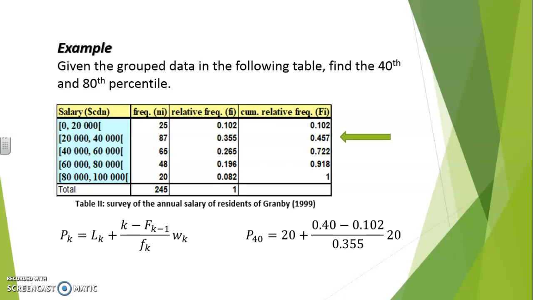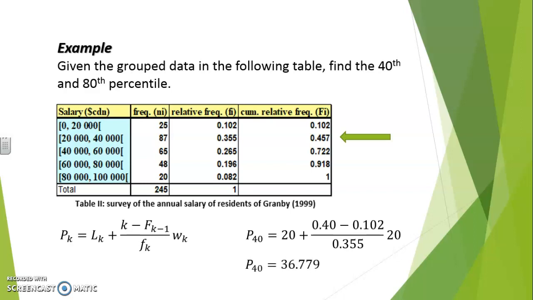The formula says we need to do k minus f of k minus 1. Well, k is the percentile we're looking for, so 0.40 or 40%. The previous group had compiled 10.2% or 0.102, not percent, decimal, of the observations. So we're going to try to fetch that 29.8% that is missing to achieve the 40th percentile. All this in a group that contains 35.5% of observations. So the relative frequency of the second group is 0.355, that's our divider. And the width of the class is 20.